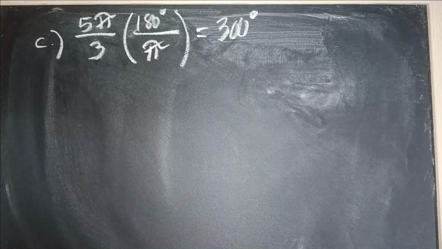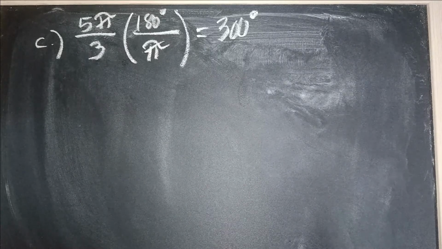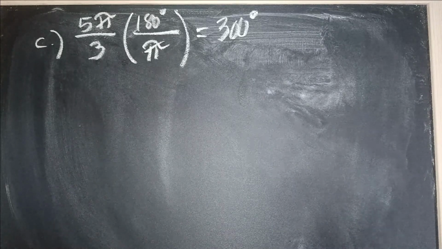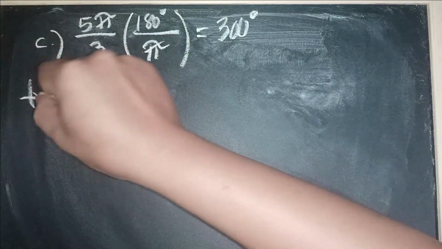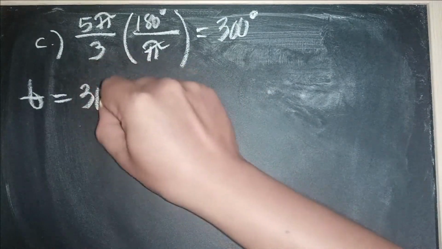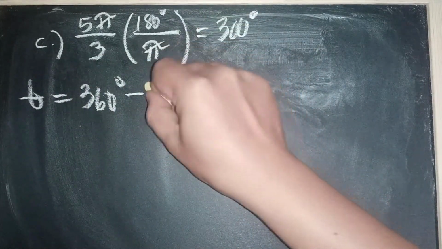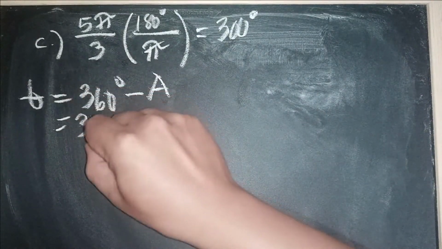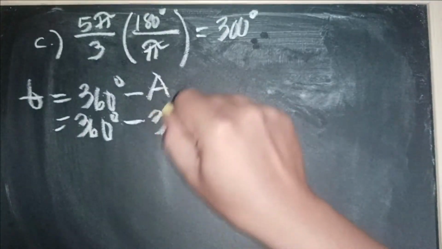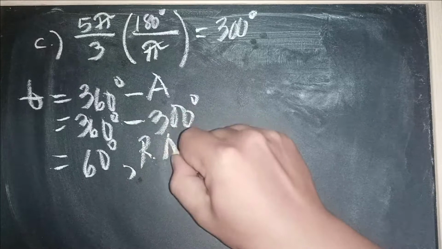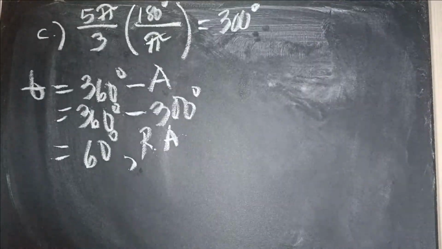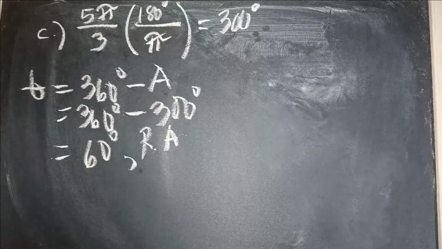So, ang gagawin natin mga boss, after that, determine natin yung reference angle ng 300 degrees. So, since the terminal side of 300 degree angle lies in quadrant 4, therefore, we're going to use the formula of reference angle is equal to 360 degree minus A. So, this is equal to 360 degree. A is the given angle, that is 300 degree. So, we have here 60 degree as the reference angle. So, the reference angle is 60 degree of 300 degree angle.